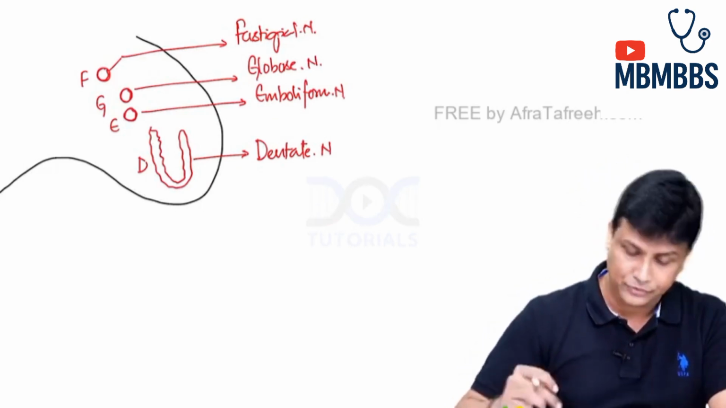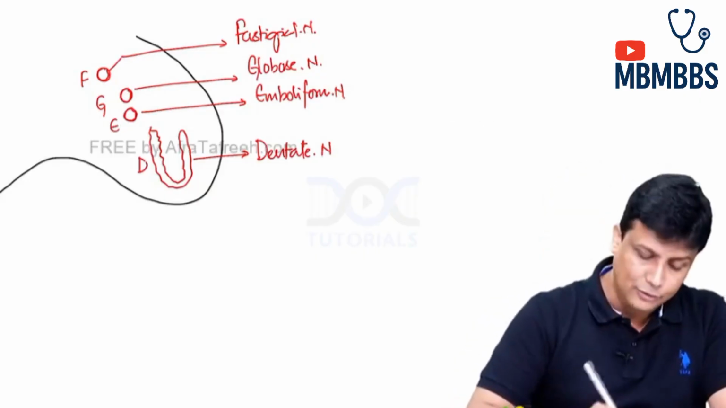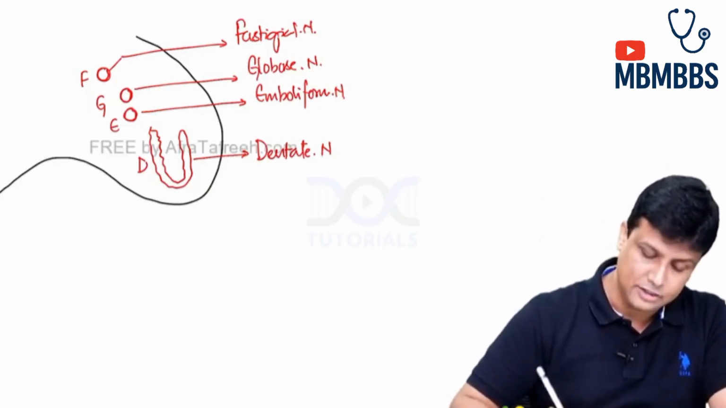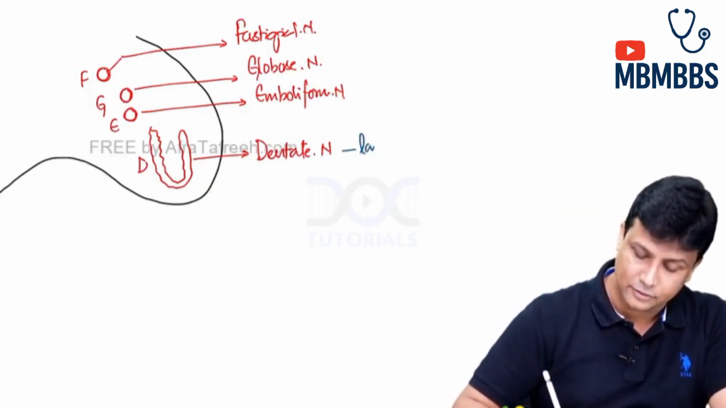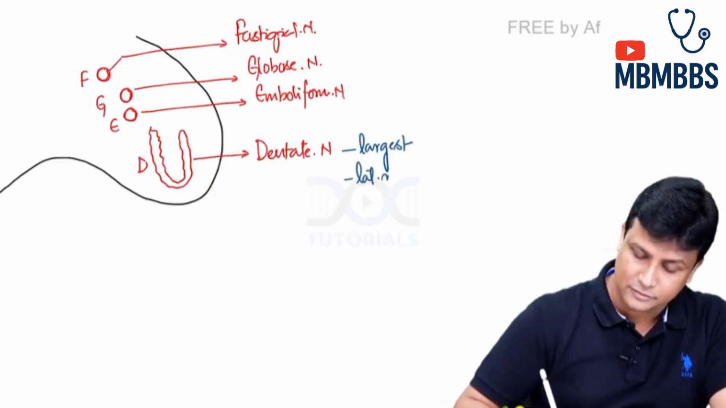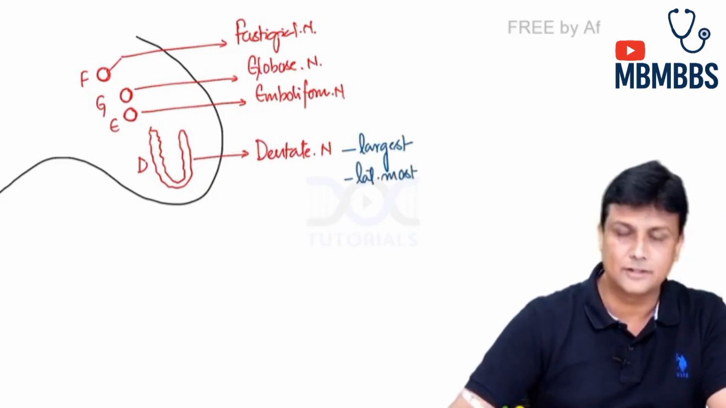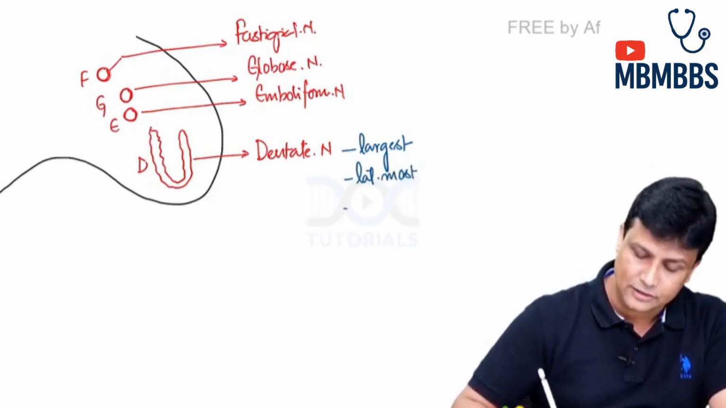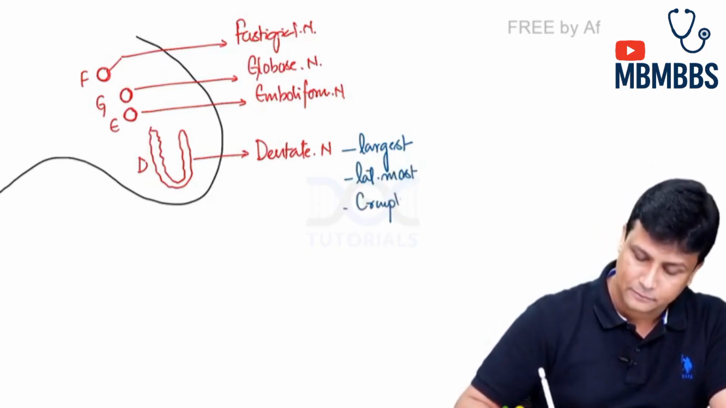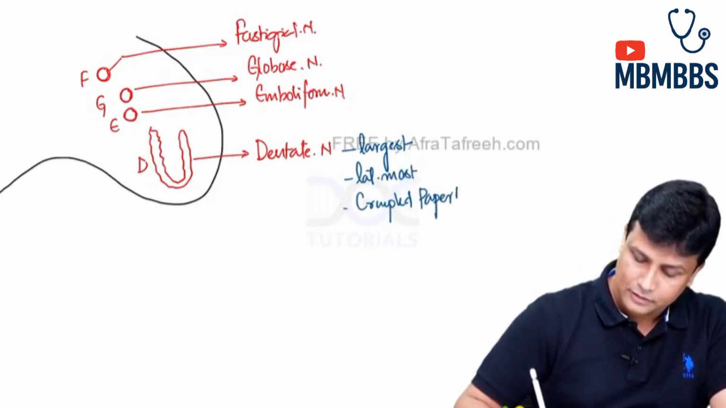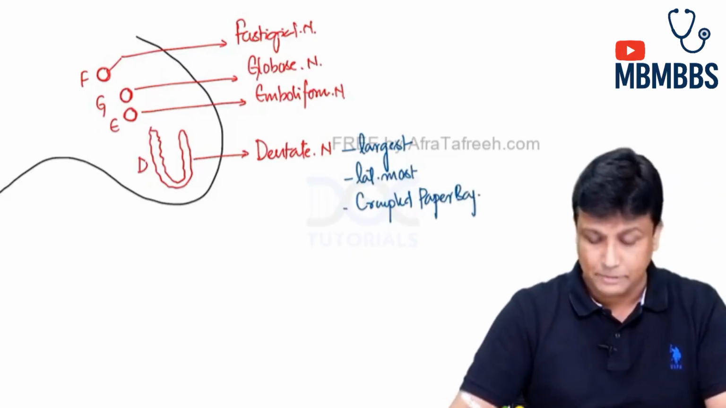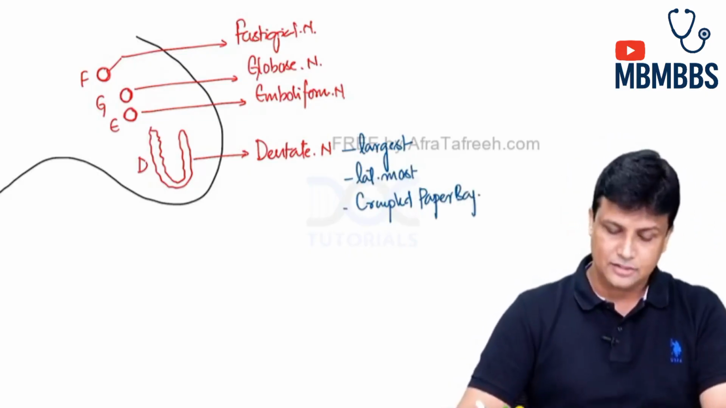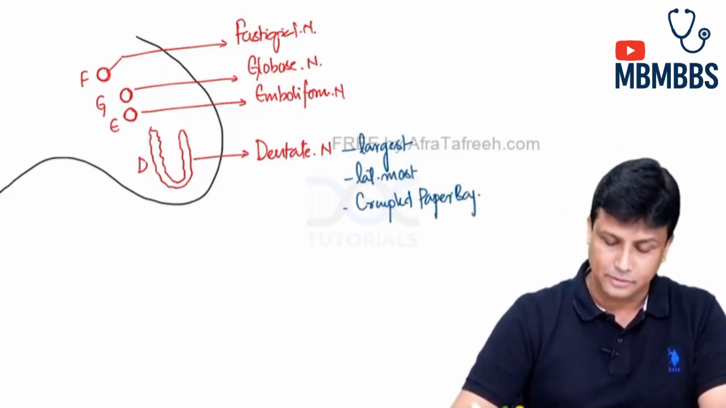Now let us learn what are the important MCQs that you got to know for your exams. Out of all the 4 nuclei, which is the largest nucleus? That's your dentate nucleus. Which is the lateral most nucleus in the arrangement? Lateral most is dentate nucleus. What is the shape of the dentate nucleus? It is crumpled paperback. So it is the largest, it is the lateral most, and then crumpled paperback.